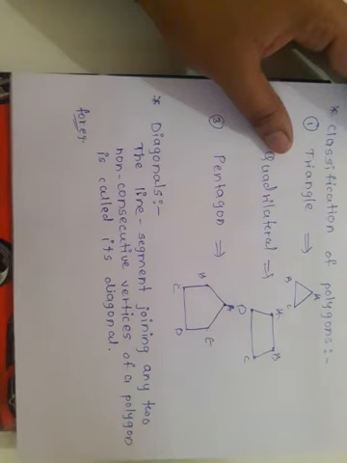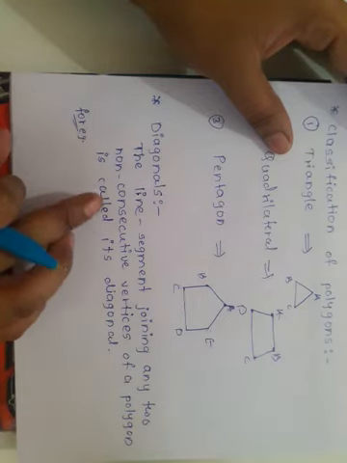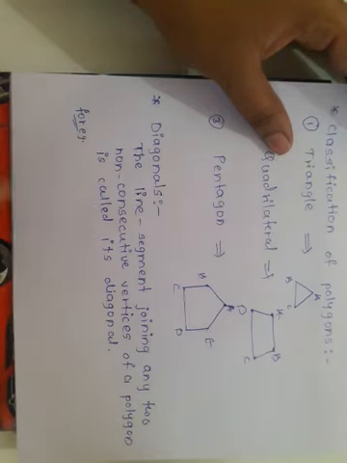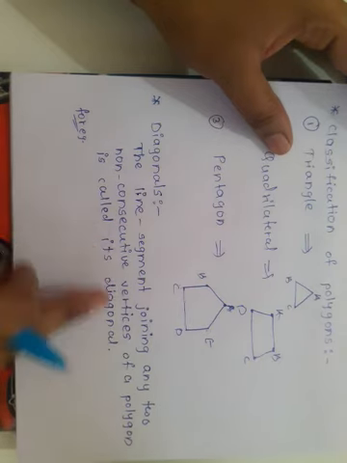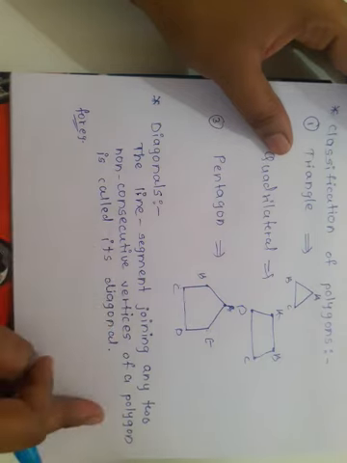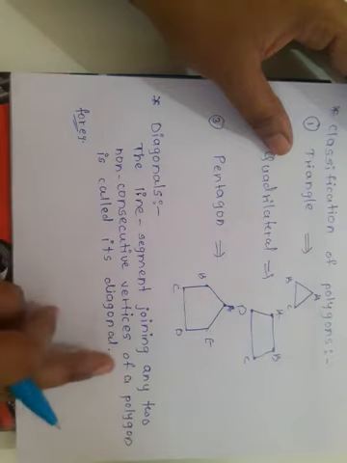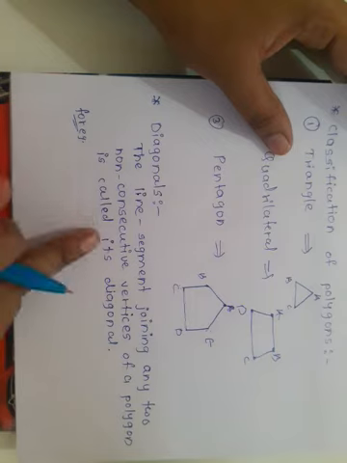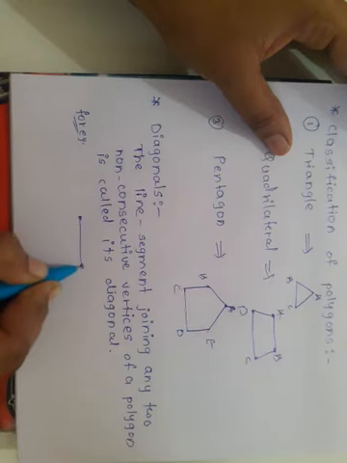Now the next definition is diagonals. What do you mean by diagonals? The line segment joining any two non-consecutive vertices of a polygon is called its diagonal. Non-consecutive means non-adjacent.